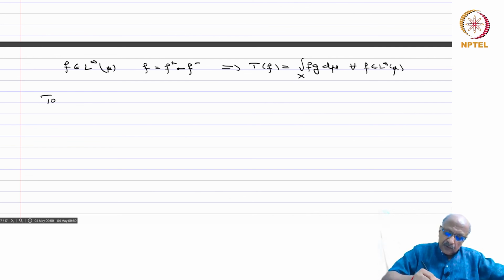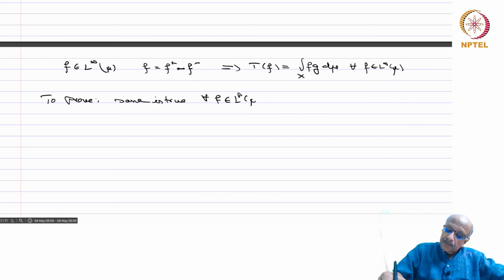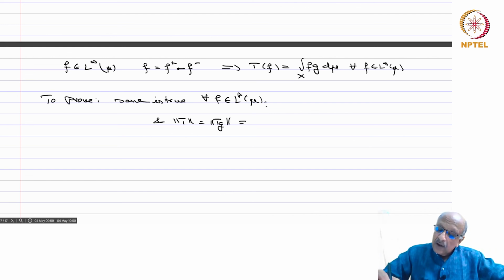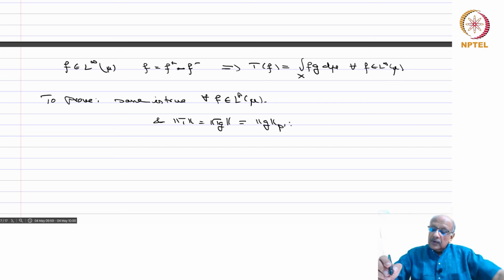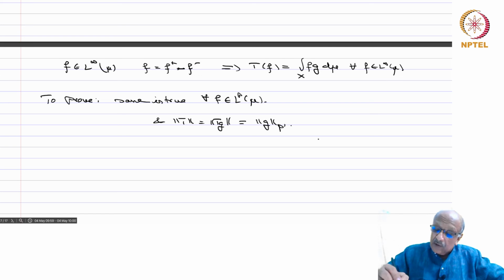So now to prove the same is true for every f in Lp mu, and norm T equals norm Tg equals norm g p dash. Okay, so this is what we need to prove, which we will do next time.